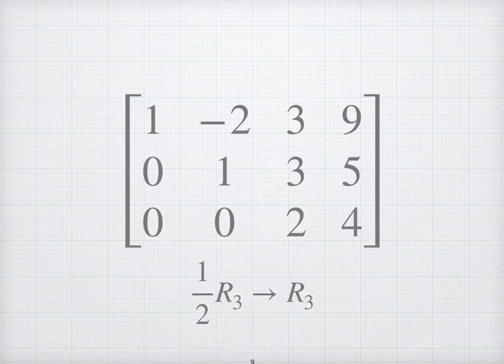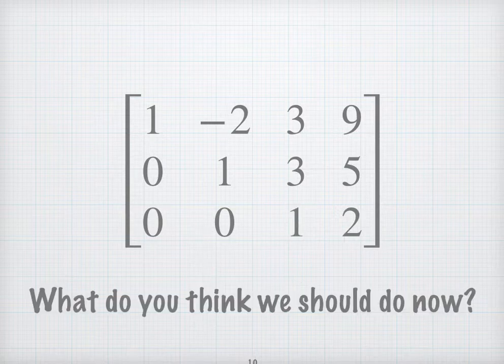I chose to take row 3 and multiply it by 1/2, and that's going to become my new row 3 in the transformed matrix. So my new matrix looks like this. What do you think we should do now?